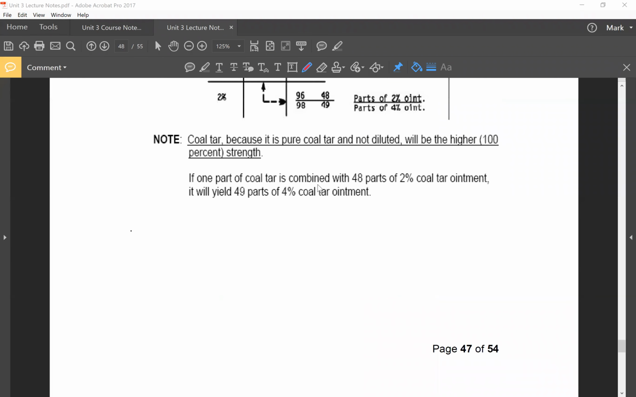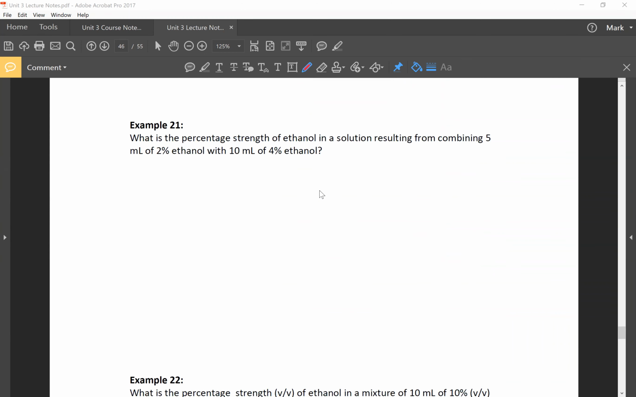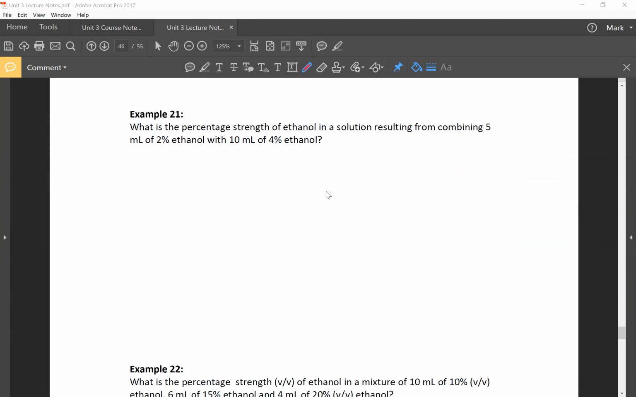What one do we want to do? Oops, sorry, I went down too low. Let's try number 21. Now I'll set it up and then I'll get you guys to take a minute to try it, and then halas, that'll be it. So example number 21 says, what is the percentage strength of ethanol in a solution resulting from combining? Oh, this is an easy one.